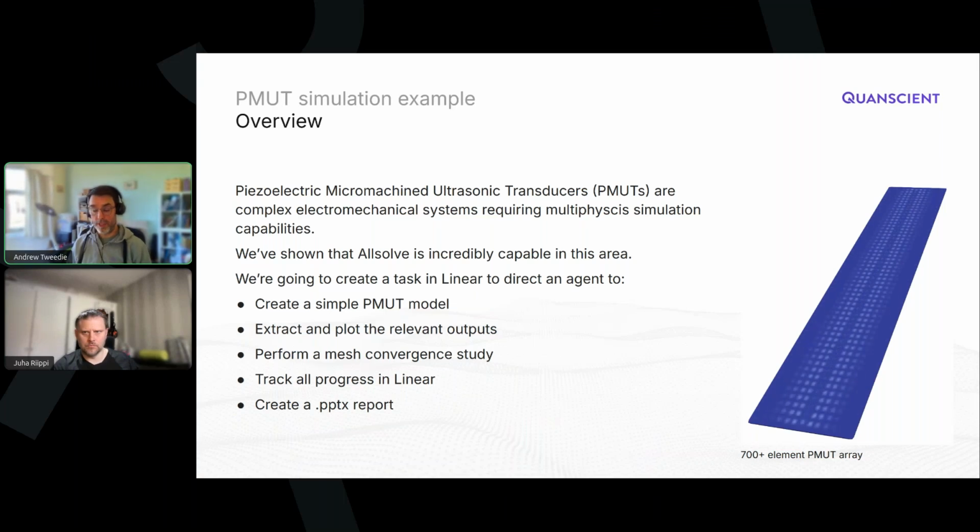We're then going to ask for the agent to perform a mesh convergence study on the problem. And as it's doing that, we'll ask it to track all of the progress within Linear. And in that way, the approach isn't too dissimilar to if one of your colleagues were working on the problem. Or an example that I use a lot internally, and I'll touch on again later, is imagine you'd given this problem to a really talented intern. For me, that's a good way of thinking about how to interact with these agents.